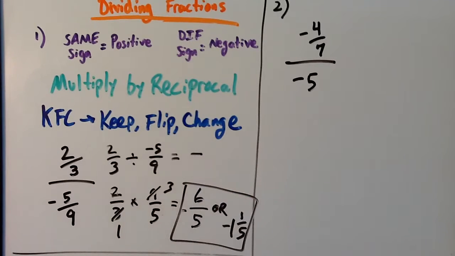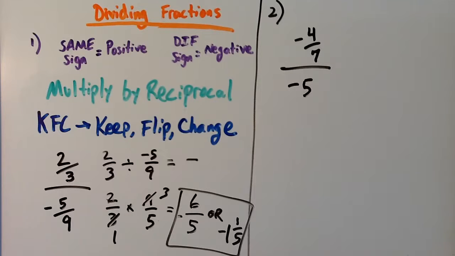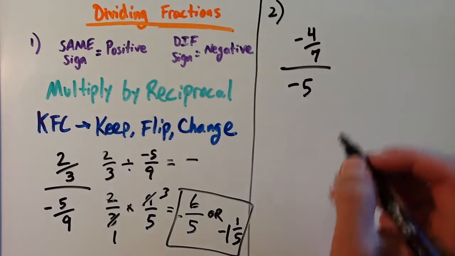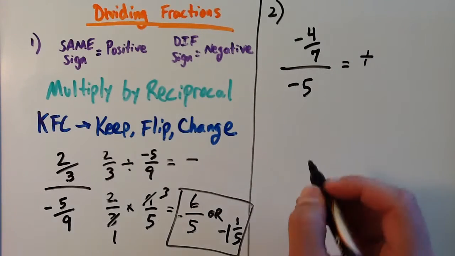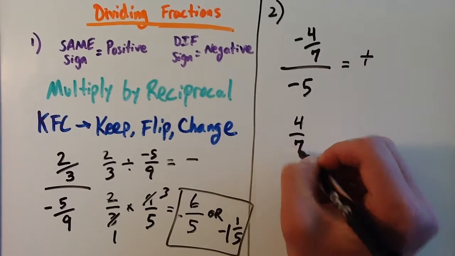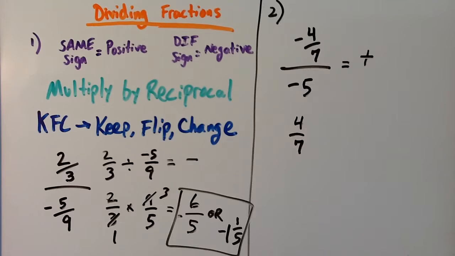That is our answer. And number 2, we have -4/7 divided by -5. I see that I have same signs. Same sign, I know my answer will be positive. All right, let's follow KFC. I keep the first fraction, 4/7. Since I know the sign of my answer, I can simply ignore the signs now.